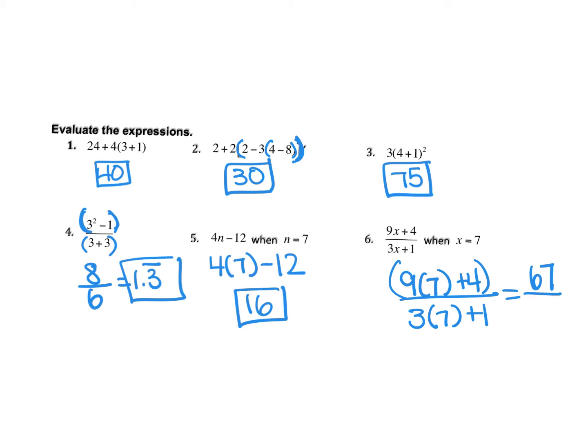and then I take 3 times 7 plus 1, and you get 22 on the bottom. And I could either just leave it as 67 all over 22, or I could divide them. And I would have 3.0, I'm just going to round it to 5. So in this lesson, we took a look at evaluating expressions using a calculator.